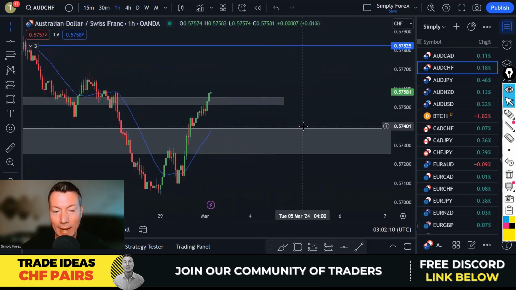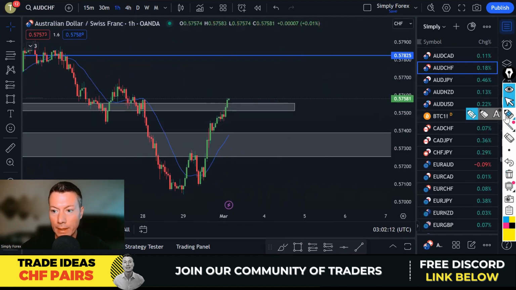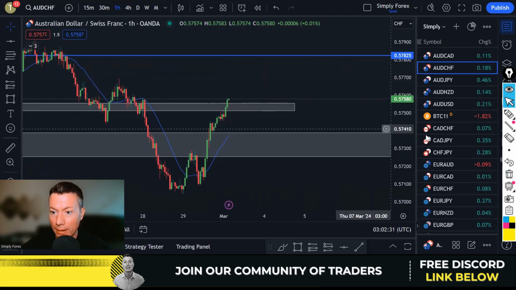So the H1 has broken that level. Maybe even just bounce off the moving average 20 on the H1. Price comes down, we get a bullish reaction, and again, we can take price higher. All right, so that's the general thing that I'm looking for in these Swiss franc pairs. I am also looking at other things.